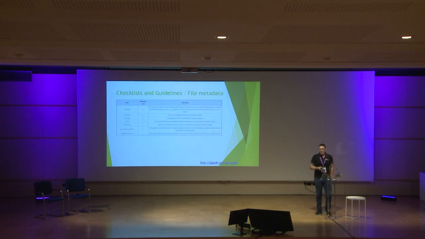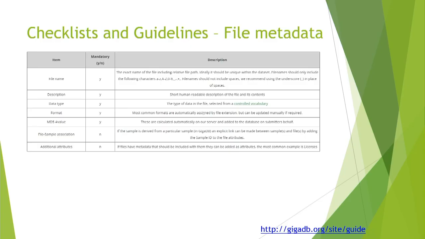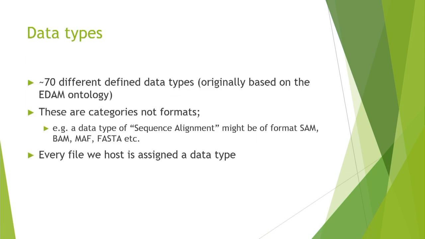And then the third stage is the files. For the file metadata, again, we provide a list of the sort of things that we ask people to provide. And the data types are also from another controlled vocabulary, which we've curated ourselves. We haven't taken it from anywhere, but originally it was based on the EDAM ontology.